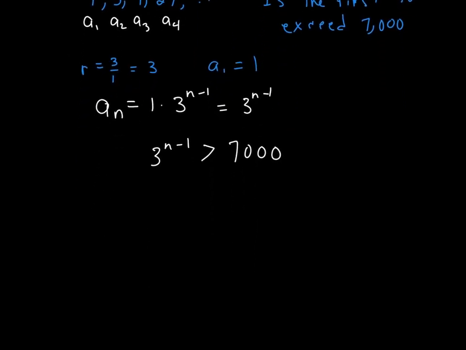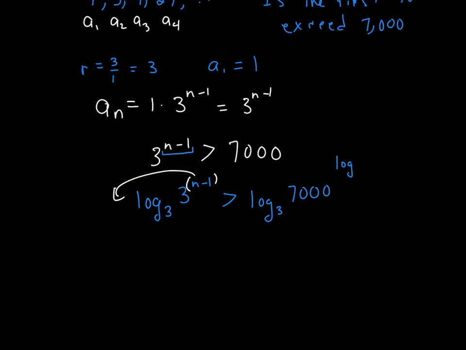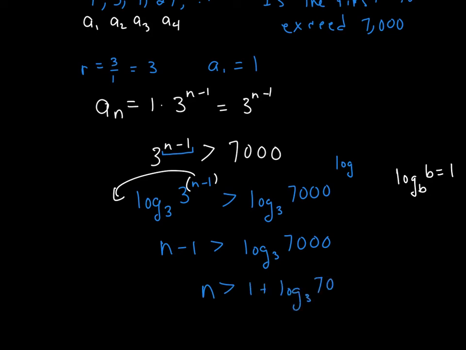Now, we haven't done this in a while, but we have the variable as an exponent. In order to solve this exponential equation, you have to use logs. I'm going to rewrite this using log base 3 of 3 to the n minus 1, which must be greater than log base 3 of 7,000. By the properties of logs, the n minus 1 comes out, and log base b of b is always equal to 1. So on this side, I have n minus 1 must be greater than log base 3 of 7,000, or n must be greater than 1 plus log base 3 of 7,000.